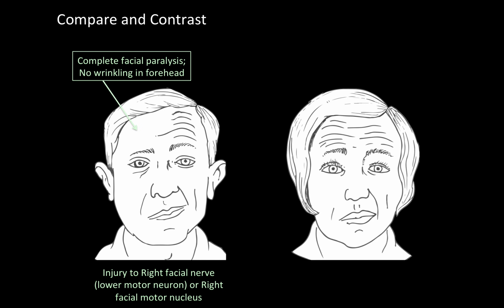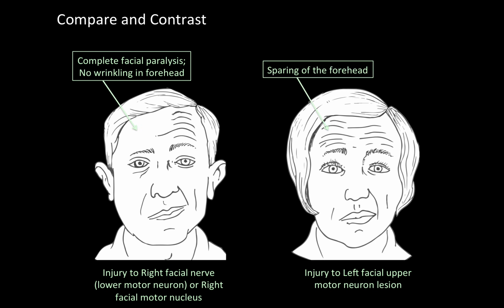Now, this patient also has some facial palsy, but this is showing injury to the left facial upper motor neuron lesion. Some call this a supranuclear lesion, above the nucleus, an upper motor neuron coming from, in her case, the left cerebral cortex and coursing down to synapse in the right facial nucleus. What happens, though, is you have sparing of the forehead, because there's a part of the facial nucleus that receives bilateral innervation from upper motor neurons.